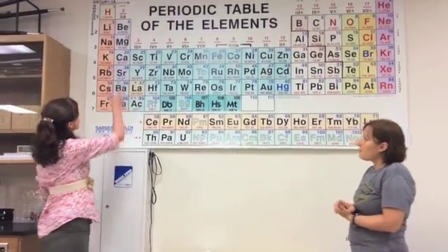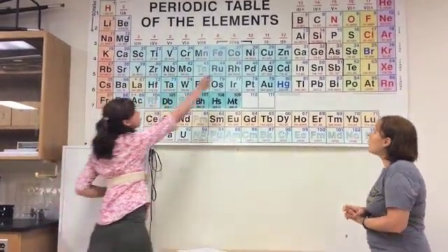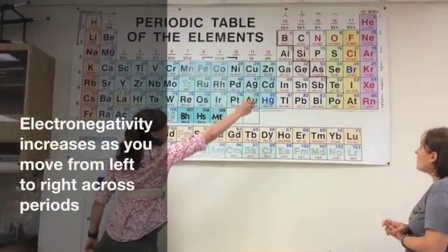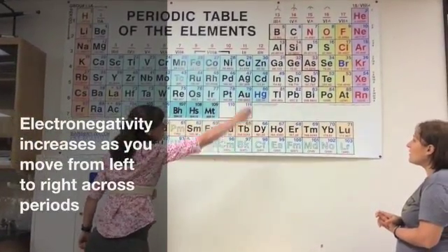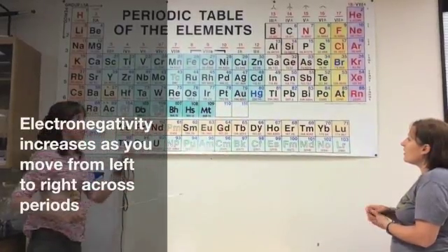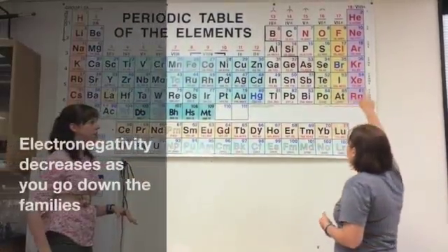Right. Okay. So our electronegativity increases as we go across over to fluorine, and decreases as we go down. Fluorine's our most electronegative element. It wants all the electrons. So why would it increase going across?